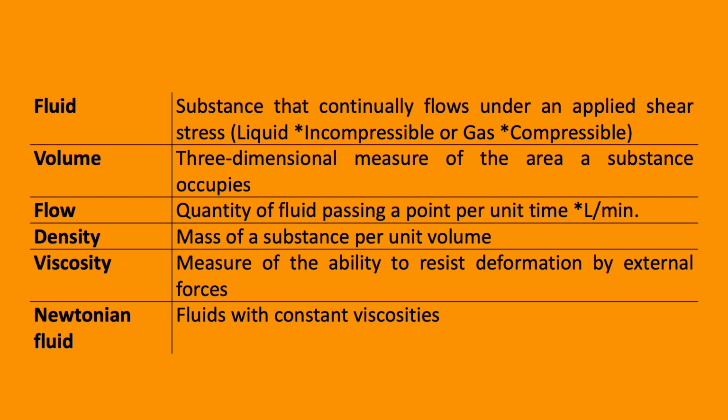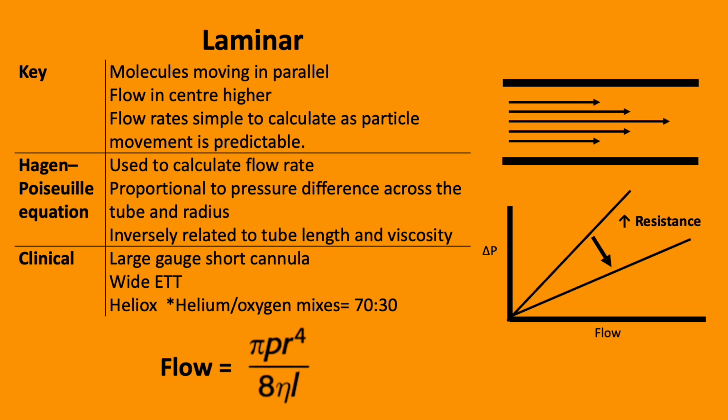Viscosity: a measure of the ability to resist deformation by external forces. Newtonian fluid: fluids with constant viscosities. Flow can be turbulent or laminar. Laminar flow: within a tube, molecules move in parallel. The molecules moving in the centre of the tube move faster than those at the edge, and this is due to frictional forces. Laminar flow is predictable, and therefore we can use equations to determine the flow rate.